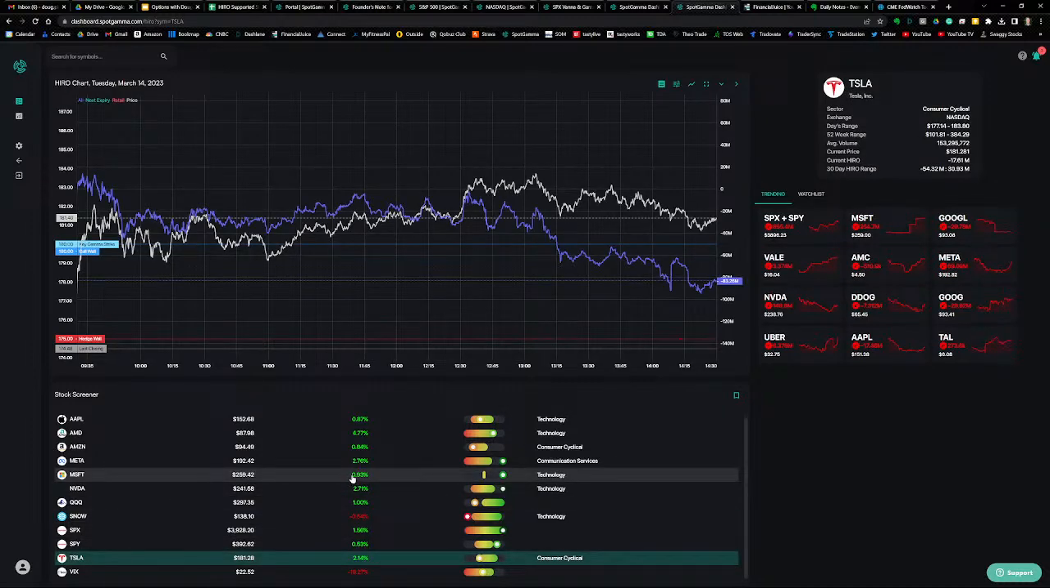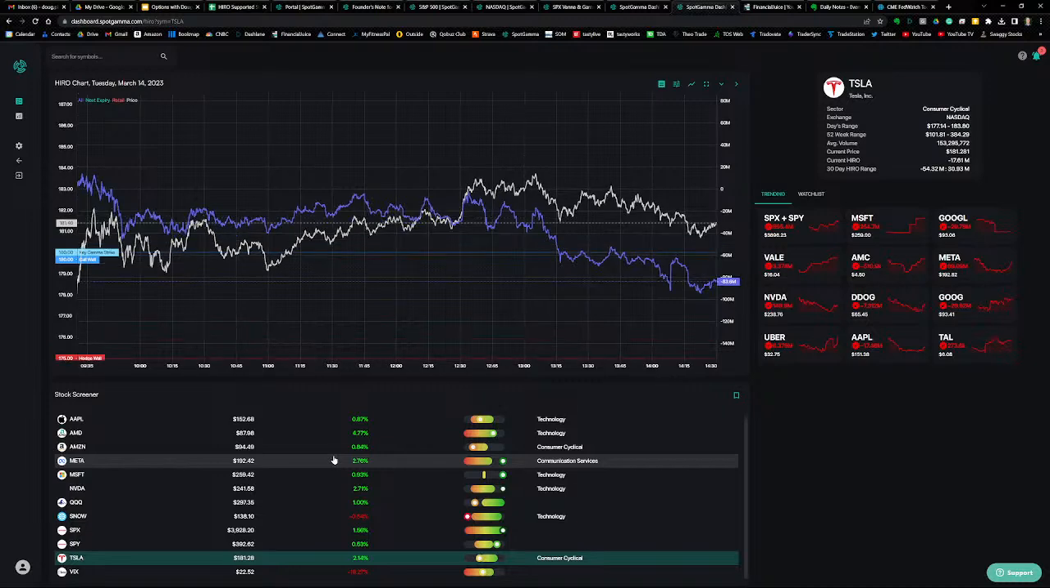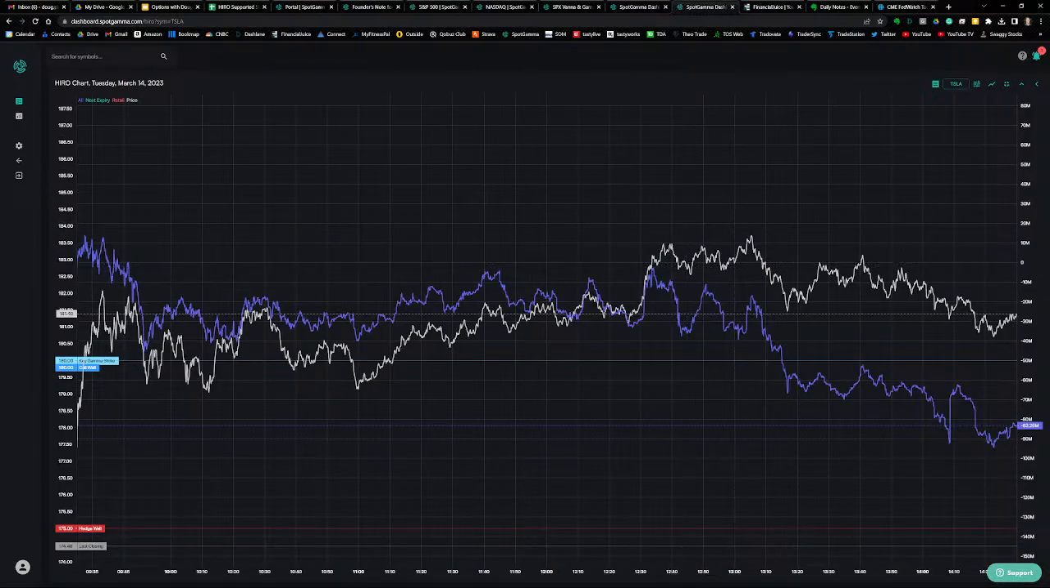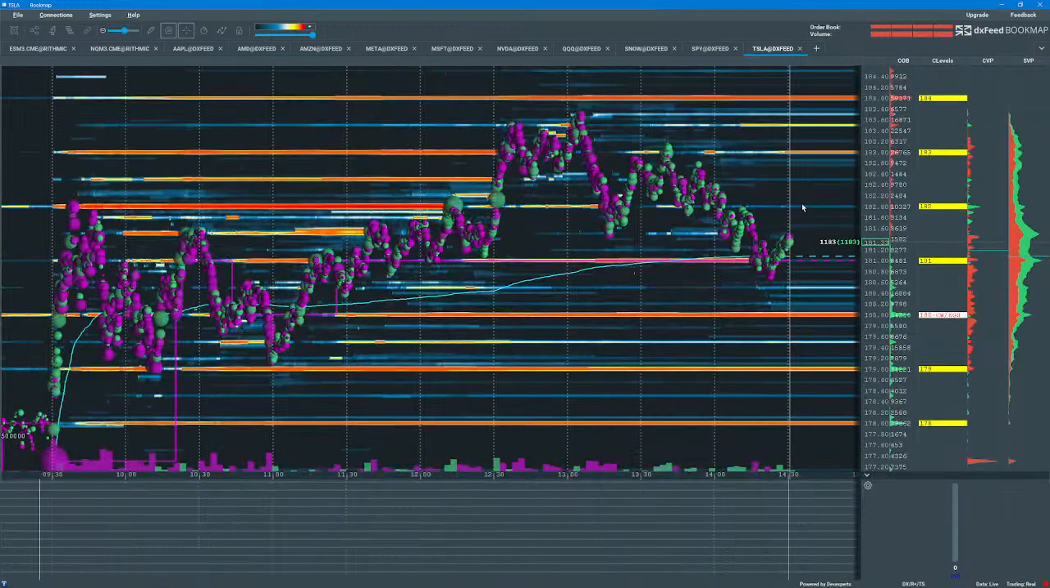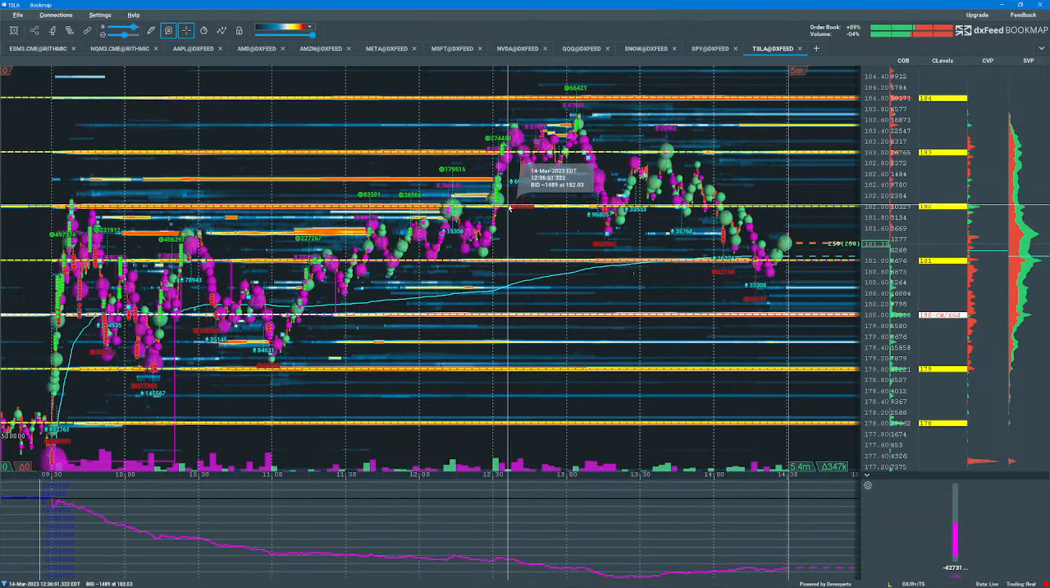All right, we'll wrap it up with Tesla. Pretty choppy day in Tesla. There were definitely better setups that we saw with Microsoft and NVIDIA and Meta, for example. Let's just zoom in on this. Then we'll go to Bookmap. Take a look at Tesla. Yeah, pretty choppy day in Tesla.